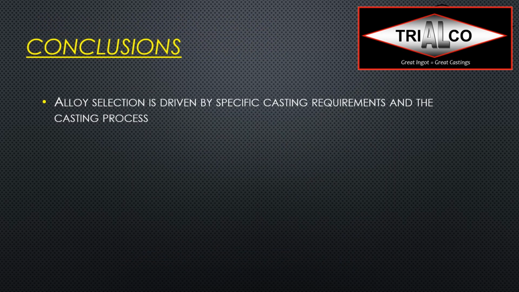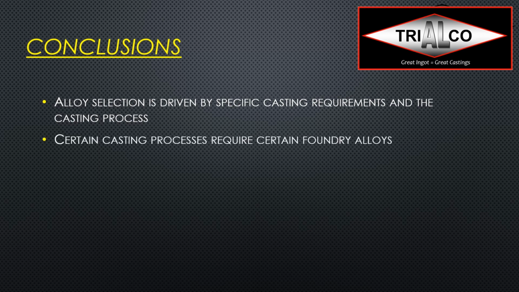So with that, we come to the conclusions, and really we have seen alloy selection is first of all driven by the specific casting requirement and the casting process that you've chosen for your specific casting based on whether it's volume, wall thickness, tolerances, surface finish, and so on. Certain casting processes require certain foundry alloys, and some can just not cast certain alloys. They would just stick in the die, for example, or they would shrink too much and they would just crack before you even open the die. Certain alloys can only be cast in specific processes and not in others.